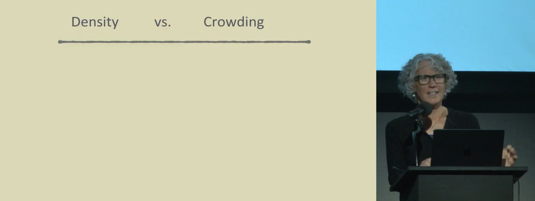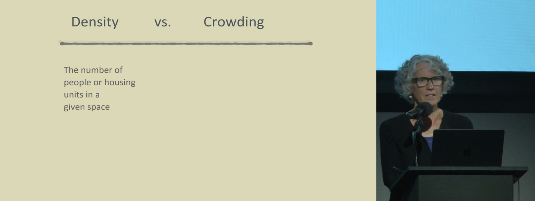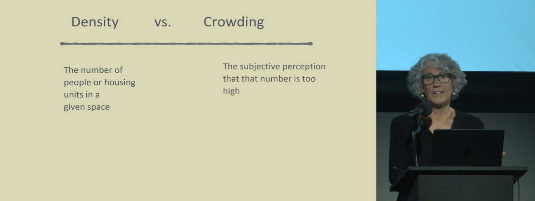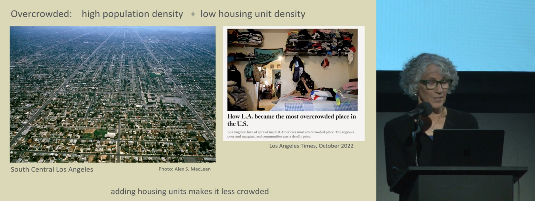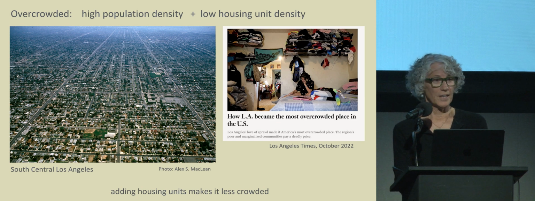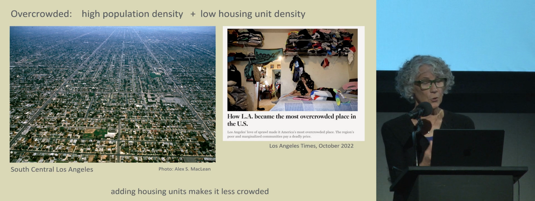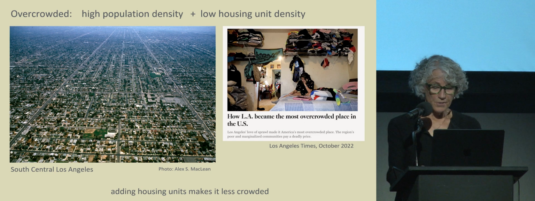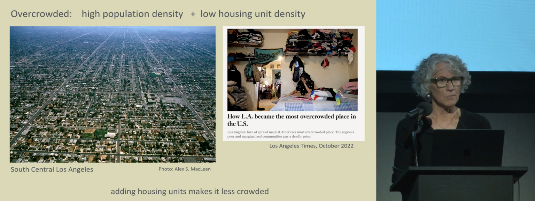And there's a common misconception that density is the same as crowding. You often hear those words together, but it's not the same at all, because one is a mathematical ratio, the number of people or housing units in a given space, and the other is a feeling. It's just a perception. So what feels crowded? Here's an extreme example from South Central Los Angeles, which has a very high population density but a very low housing unit density. It's just too many people trying to squeeze into too few apartments. It happens when housing isn't affordable and the rents are too high, so people live together and it's way too crowded. This is an example of crowding. And ironically, adding housing units is actually going to make that much less crowded.